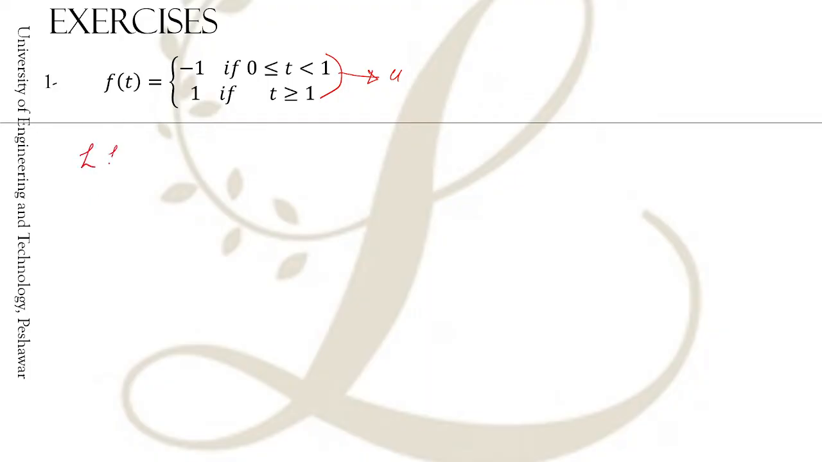By definition, the Laplace of f is the integral from 0 to infinity of f of t e power minus st dt. Now, keeping in mind the function is defined in two steps, it's a piecewise defined function, so we need to split the integral according to the given intervals. So I'll take the integral from 0 to 1 of f of t e power minus st dt, plus the integral from 1 to infinity, again f of t into e power minus st dt.